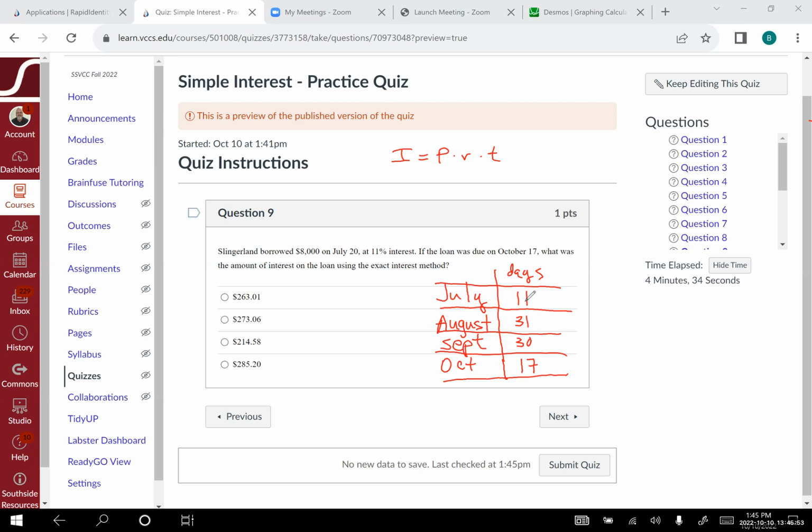Let's see, 11 plus 31 plus 30 plus 17, that is 89 days. So Singerland borrowed this money for 89 days based on a 365-day year. Does that make sense? Yes, that's the same thing I got. Okay, good.